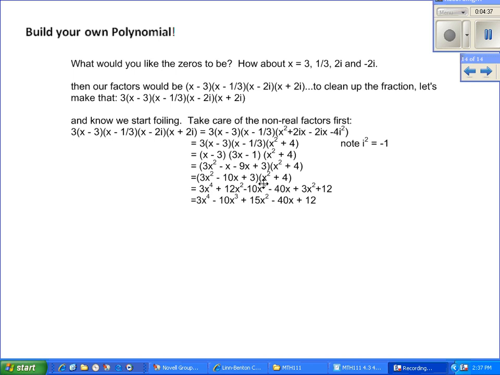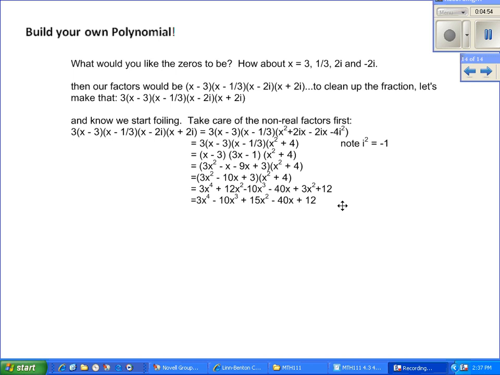The 3x squared times x squared is 3x to the 4th. 3x squared times 4 is a 12x squared. Negative 10x times the x squared, negative 10x times the 4, etc. Clean it all up, and I've got a 4th degree polynomial, where here are the answers.